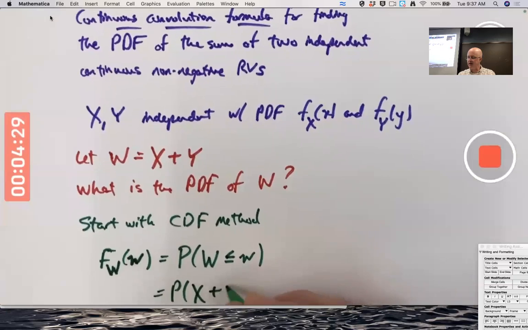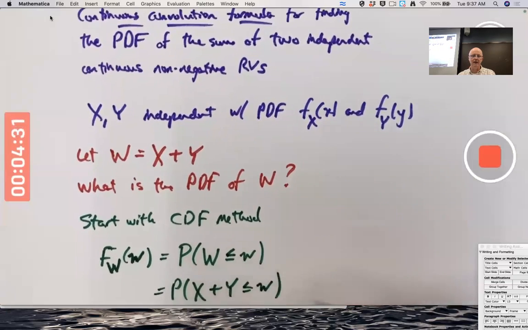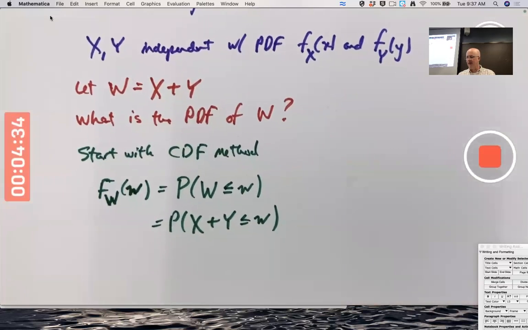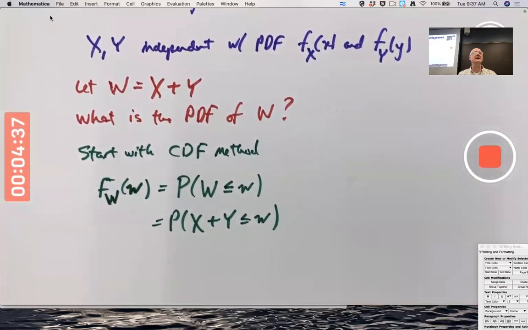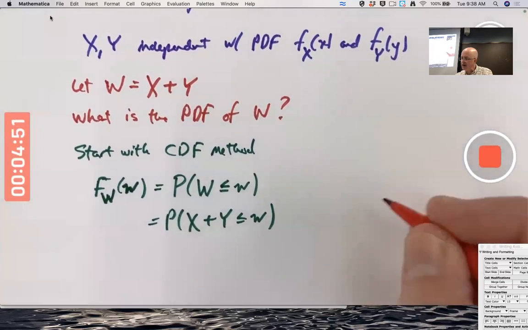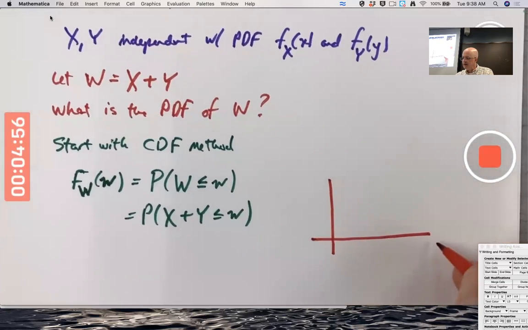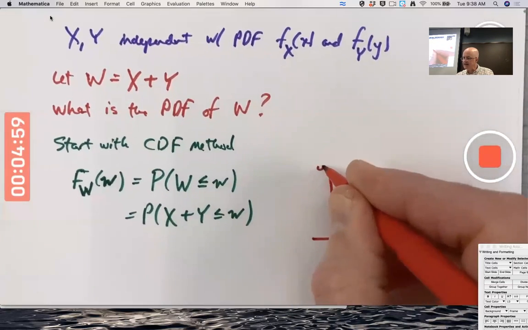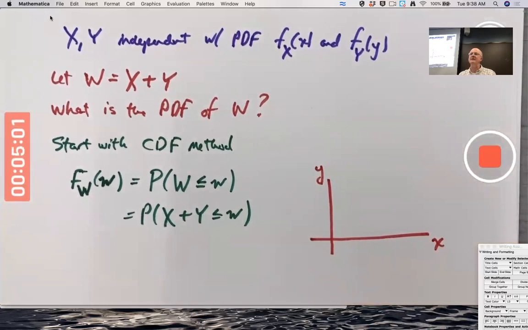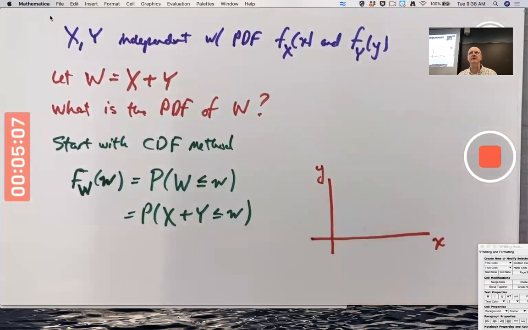Well, what is W? It's X plus Y. How are we going to do this? In general, we would have to use the joint density of X and Y. We need to think multivariable calculus here. Go ahead and draw a picture. Here's your plane. Label this axis X and this one Y. These are non-negative random variables, and that makes it simpler. We can just focus on the first quadrant.